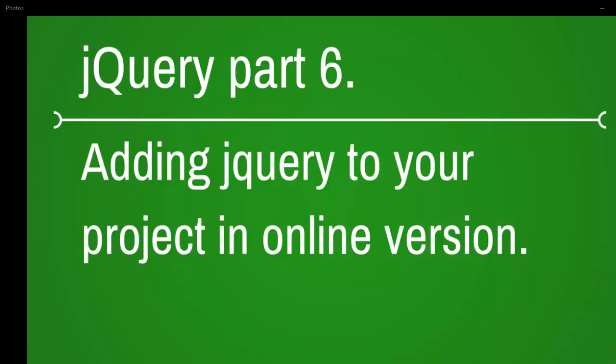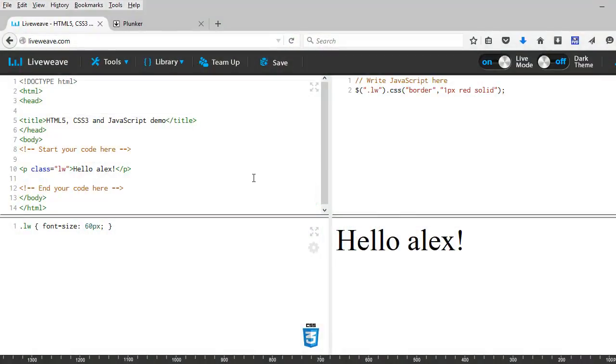In the last video we saw how to add jQuery into your project in offline tools like Visual Studio. So today, in part 6, we are going to look at adding the jQuery reference into the project for online tools like Plunker and Live Weave. So let's look at the tools. How can we do that?